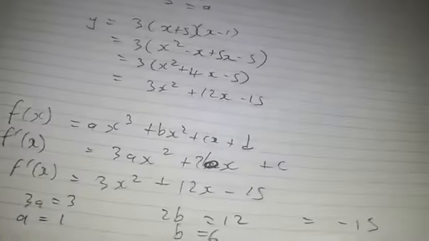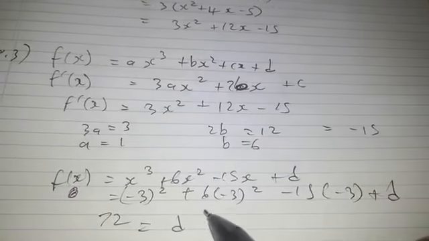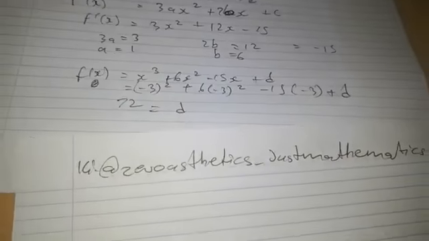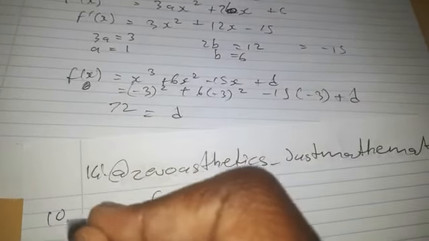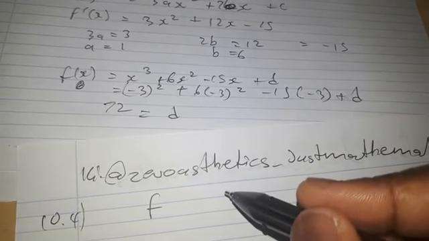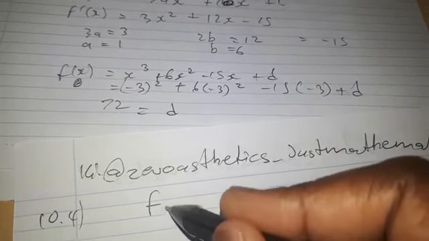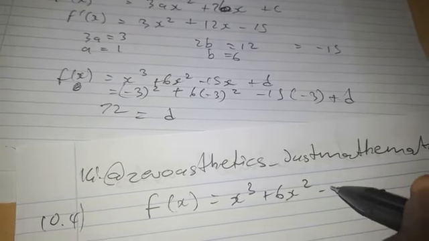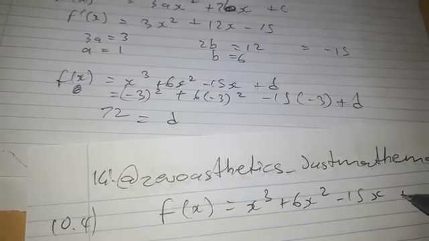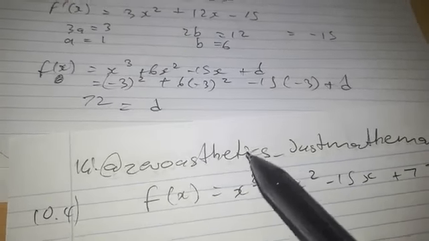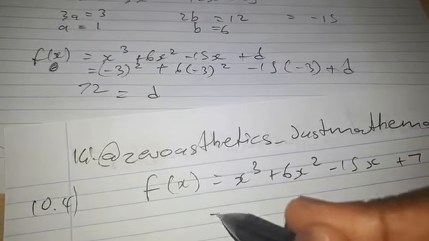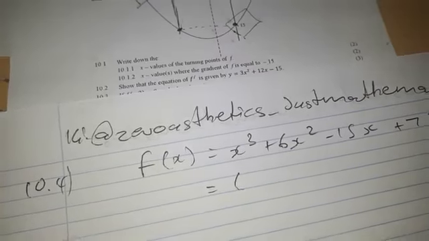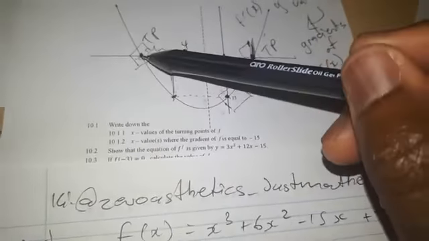Because d is equal to 72, the equation of our graph is, let's write it down first, 10.4, f of x is going to be equal to x cubed plus 6x squared minus 15x plus 72. So the idea is we just need to throw in our two x values in here, starting with negative 5.